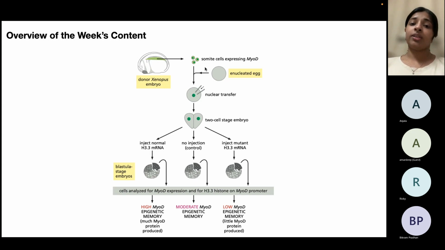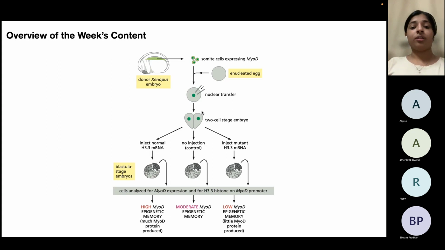So they transfer the nucleus of somite cells that is expressing this protein known as MyoD. MyoD is typically expressed only in muscle regions, and that nucleus is transferred into the Xenopus egg. And here, after this, what happens is once a two-stage embryo forms, and then ultimately the entire embryo is formed, right? The 24 cell stage and much later stages, and this keeps moving on.